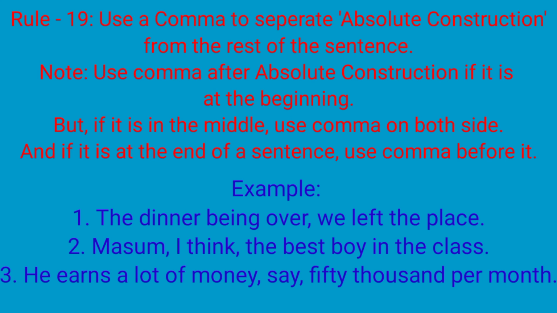Masum, I think, the best boy in the class. In this example, I think is an absolute construction and it is in the middle of the sentence. So a comma is placed on both sides. He earns a lot of money, say, 50,000 per month. In this sentence, say is an absolute construction in the middle of the sentence, so a comma is placed on both sides.